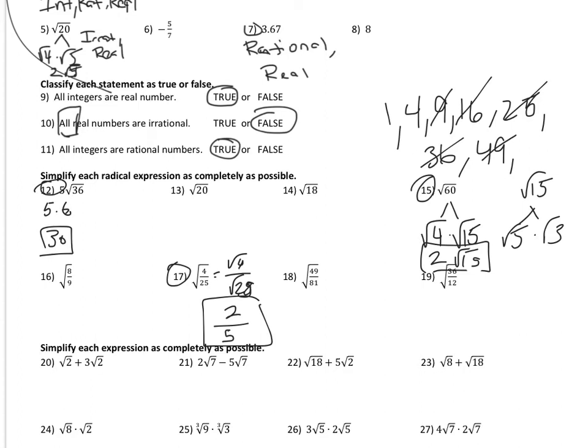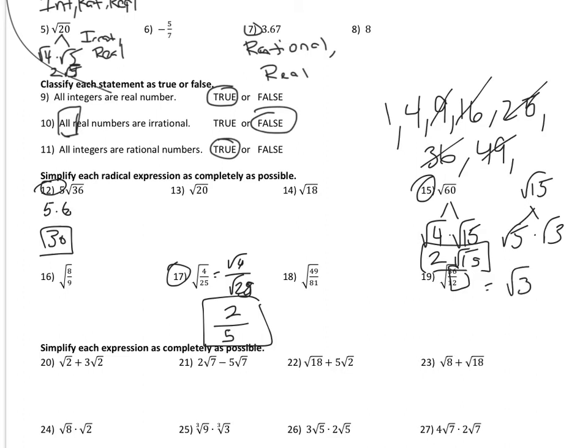Well, I could take the square root of the numerator and denominator, but if you notice, 12 is not a perfect square. So maybe let's just simplify this. Simplify the fraction on the inside. Well, 36 divided by 12 is 3. So now we have the square root of 3.